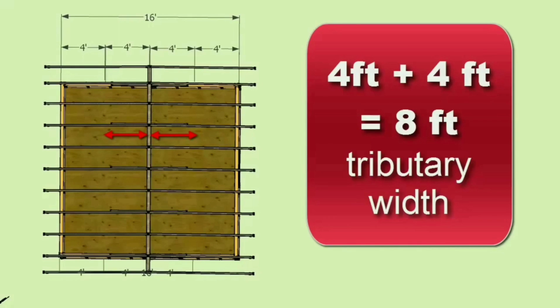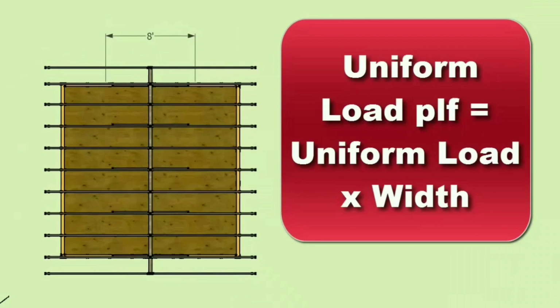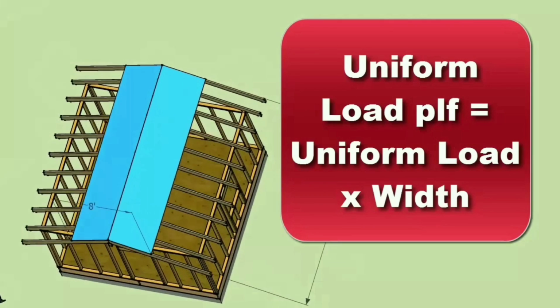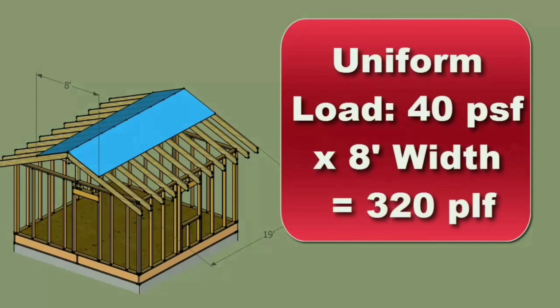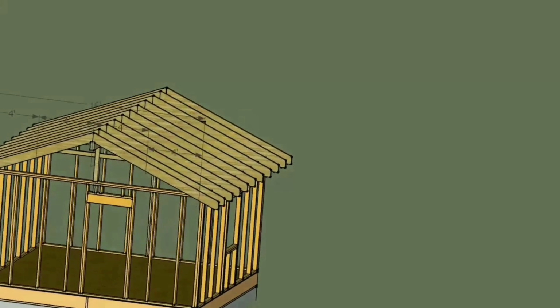Our uniform load per linear foot will be our uniform load times our tributary width. Our load is 40 pounds per square foot and our width is 8 feet, which equals 320 pounds per linear foot on the beam. Now let's establish tributary width for the load on the walls.